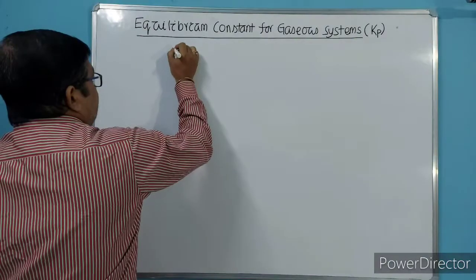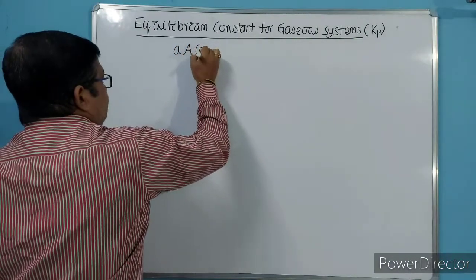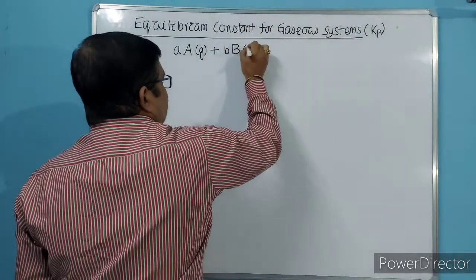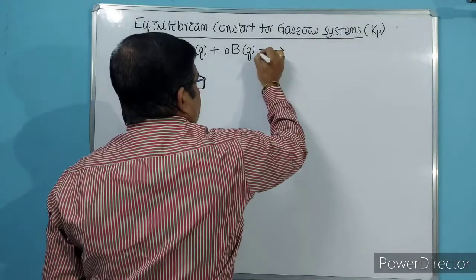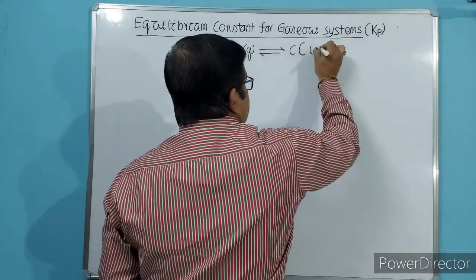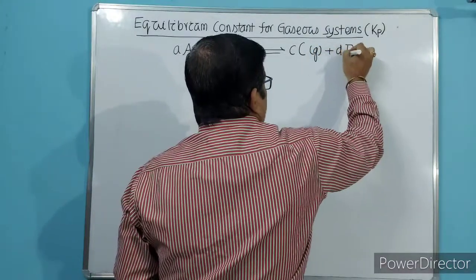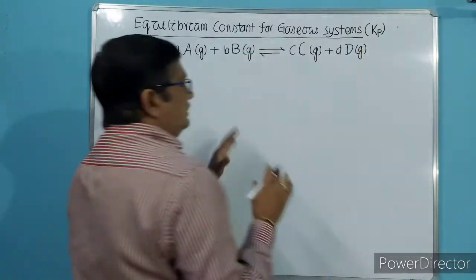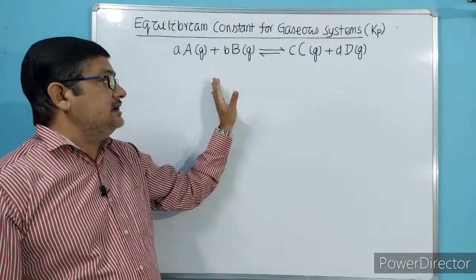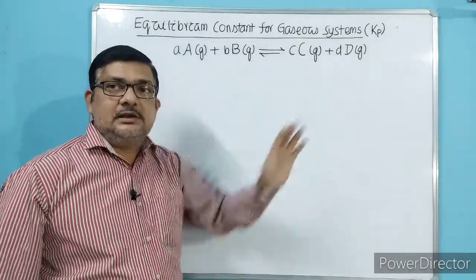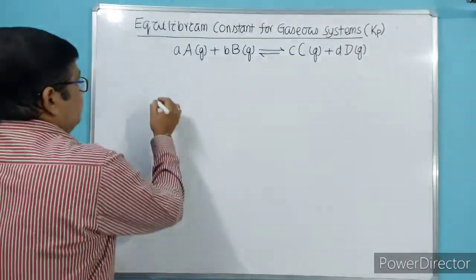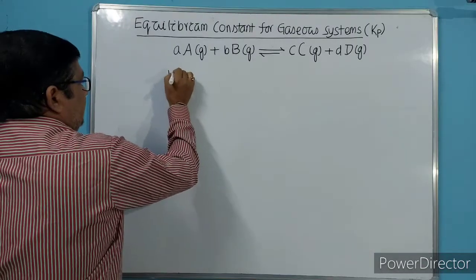Suppose you take a hypothetical equation: a moles of reactant A, which is in the gaseous state, combines with b moles of reactant B, which is again in gaseous state, to produce c moles of product C, which is again in gaseous state, and d moles of D, which is again in gaseous state. So the only change I have made is that all the reactants and products here have been taken in the same state, that is gaseous state. Because for the forward direction these are the reactants, and for the backward direction these are the reactants. So we can express their concentration in the form of Kp.